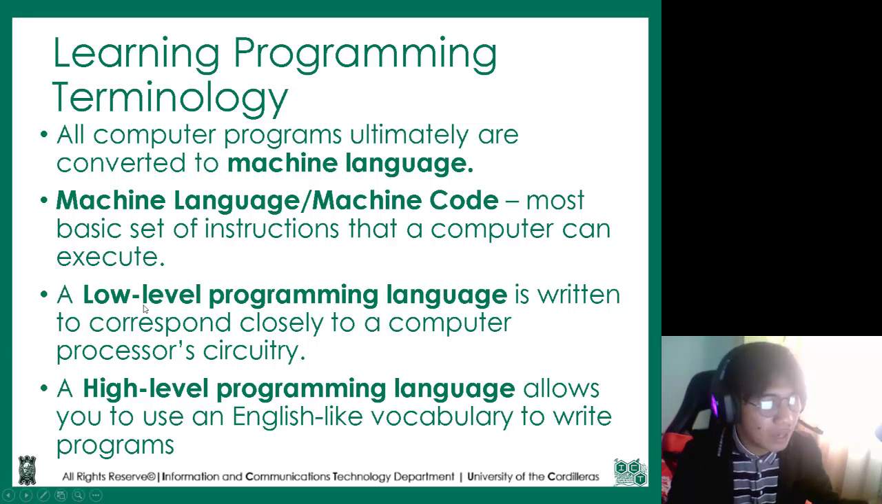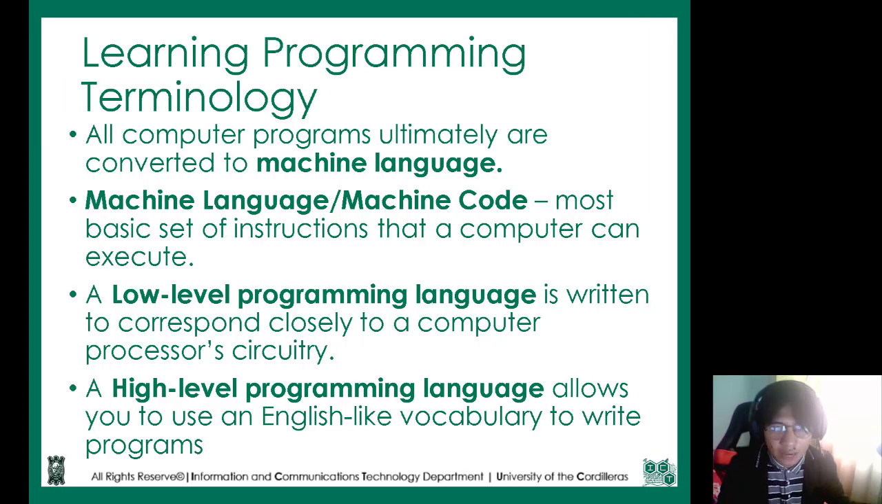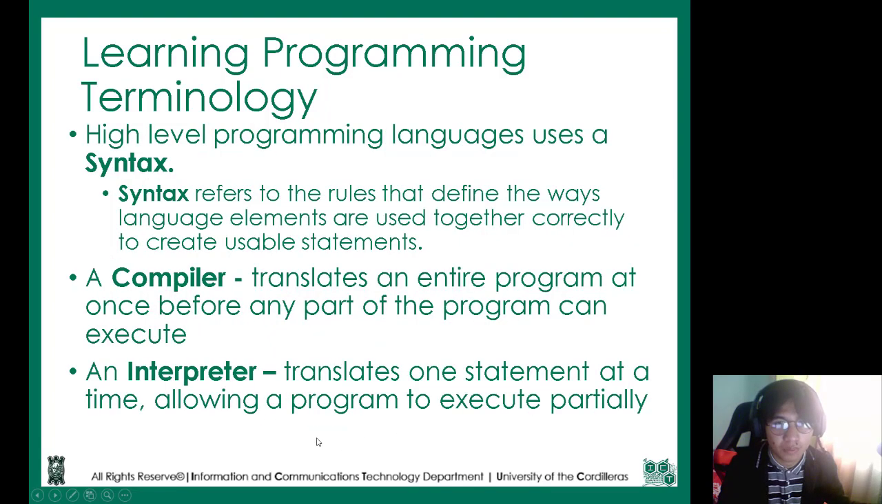Now, on the other hand, when we say low-level programming language, it's actually written to correspond closely to computer processor circuitry. Usually, these are the programming languages that are actually very hard to understand. On the other hand, the high-level programming languages allow you to use an English-like vocabulary to write programs. Now, Java programming is an example of a high-level programming language because it uses an English-like vocabulary, as you can see here.